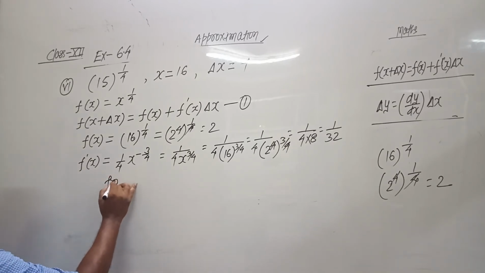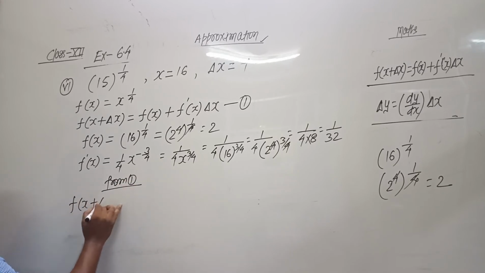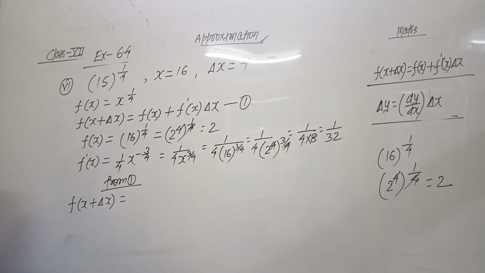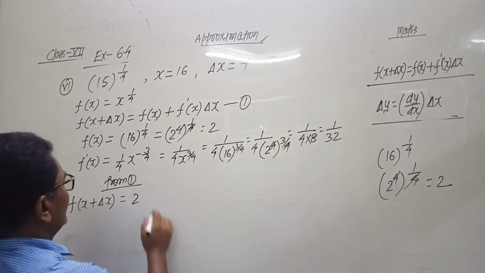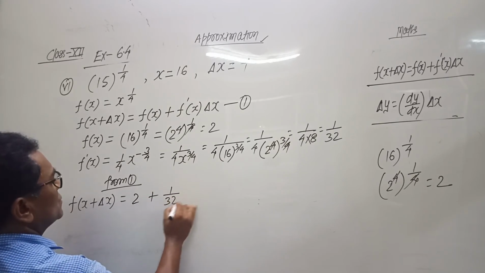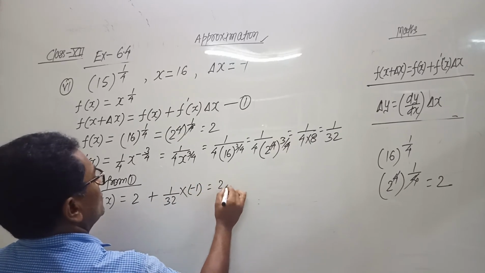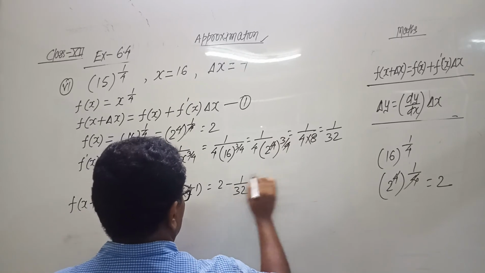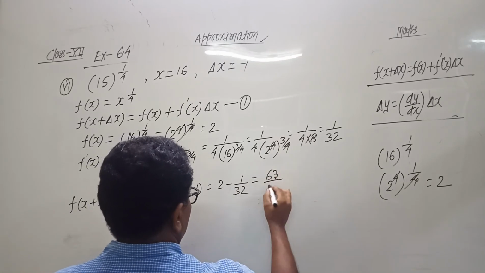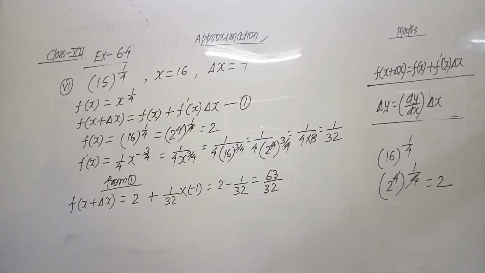Now from the first equation, f of x plus delta x equals f of x. The value of f of x is 2, and f dash x is 1 by 32, and delta x is minus 1. So we get 2 minus 1 by 32, and 32 into 2 is 64. 64 minus 1, 63. So we get 63 by 32.